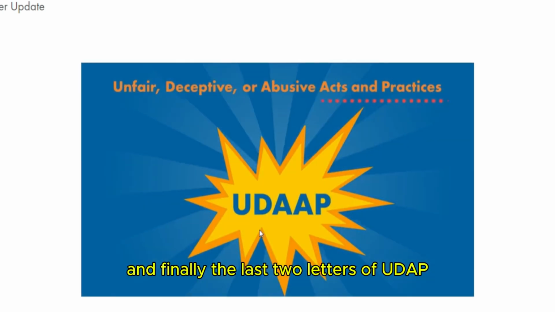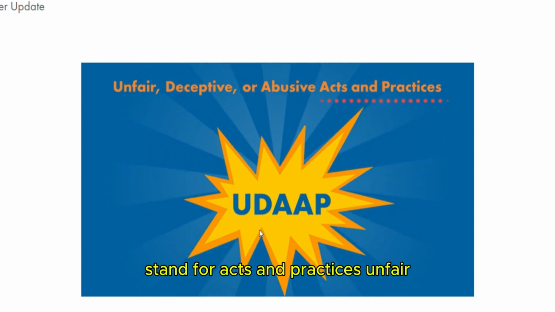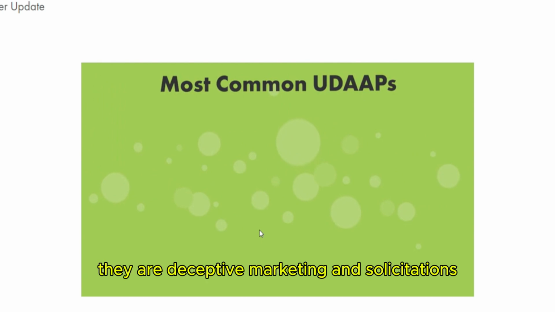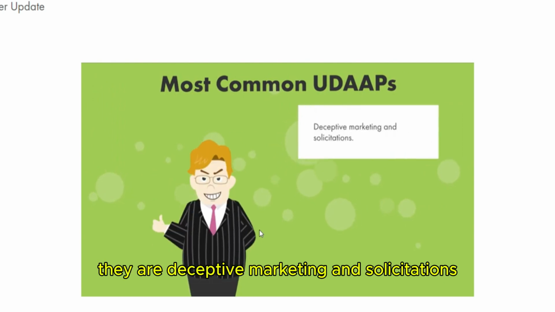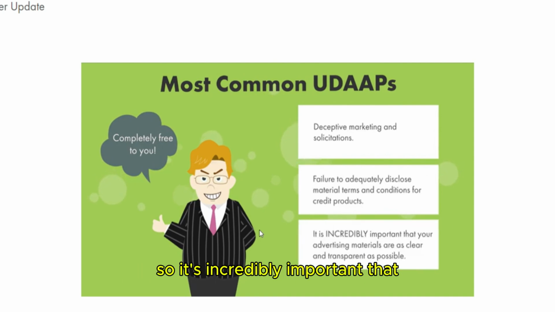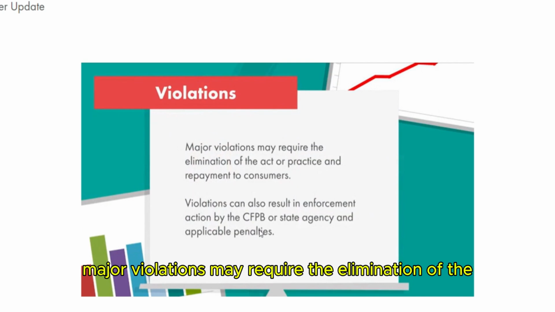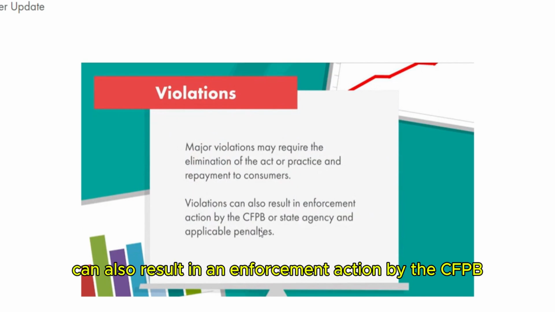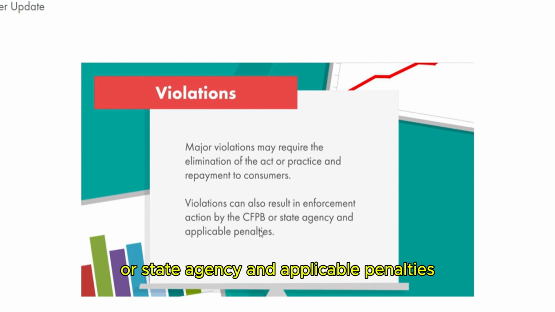And finally, the last two letters of UDAP stand for acts and practices, unfair, deceptive, or abusive acts and practices. Now let's take a look at two of the most common UDAPs. They are deceptive marketing and solicitations, and failure to adequately disclose material terms and conditions for credit products. So it's incredibly important that your advertising materials are as clear and transparent as possible. Major violations may require the elimination of the act or practice and repayment to consumers. Violations can also result in an enforcement action by the CFPB or state agency and applicable penalties.